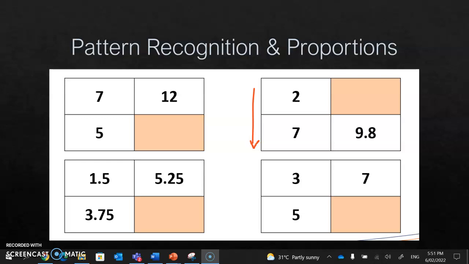We want to find out the relationship between 2 and 7. It's not obvious. What we're going to do again is try and make it a ratio over 1. So if we divide both sides by 2, we have a ratio of 1 to 3.5. Okay. So we know that for each proportion, what's in this box is going to be 3.5 times bigger. So 2 times 3.5 is 7.